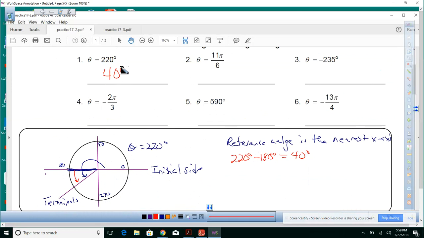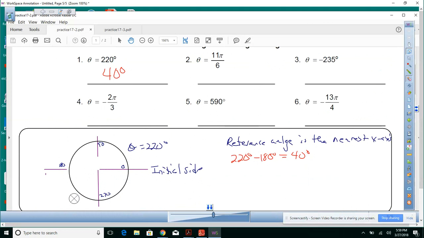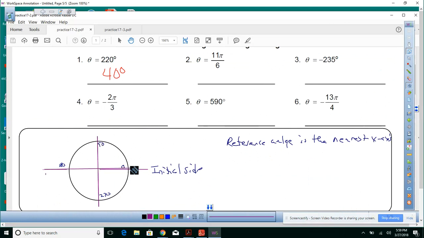All right. Number 2. Let's try number 2. And I'm going to clean this up a little bit. I'm not going to erase everything, but just kind of clean it up. Get rid of that. And let's see here. Put my axis back in there.